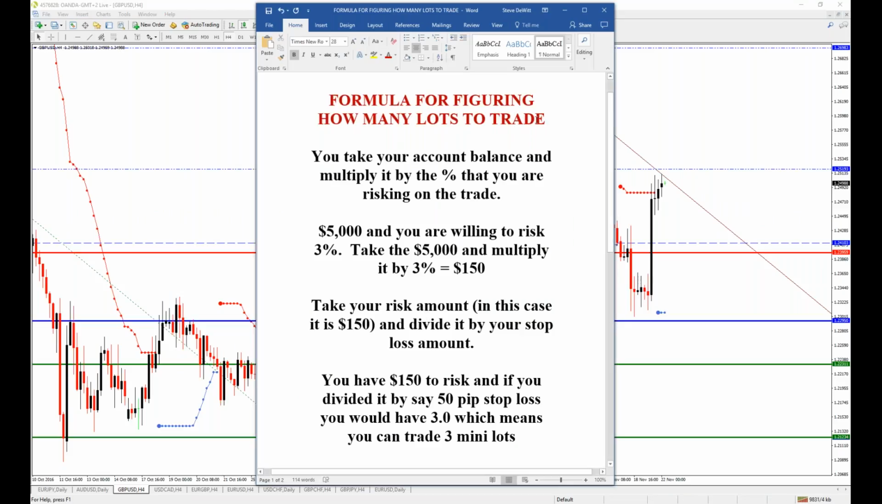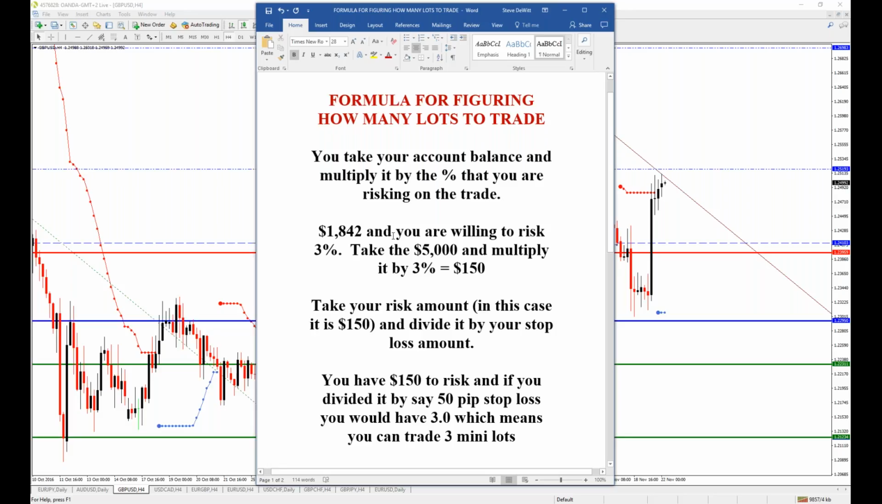Formula for figuring out how many lots to trade. You take your account balance and multiply it by your risk percentage. Okay, so my account balance is $1,842, right? That's my account balance. And I'm willing to risk, you can risk up to 5%, but no more. Okay, I'm going to risk 3%.